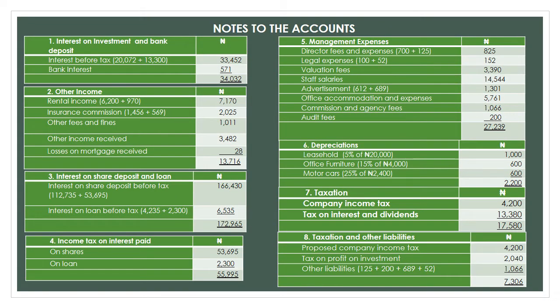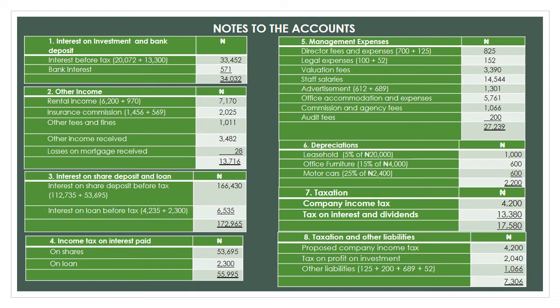Notes to the accounts. Note 1, which is interest on investment and bank deposit. Interest before tax: if you look at your trial balance, you see interest and dividend from investment after deduction of tax, which is 20,072. Then you have to add back the tax that has been deducted from it to actually know the amount that was gotten from there.